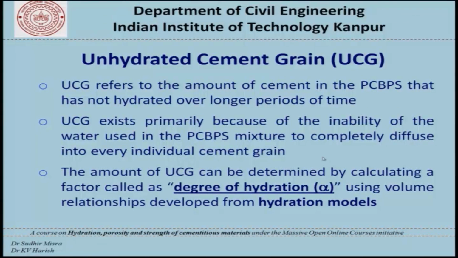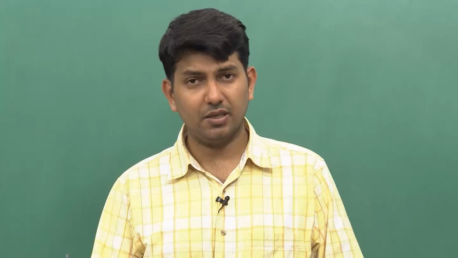water can only diffuse into concrete and cannot freely enter concrete. So, in such cases the diffusion happens over a longer period of time, and in such a case the cement grains may not be fully hydrated. The amount of unhydrated cement grain can be determined by calculating a factor called degree of hydration, a very important factor which is used in cement hydration process, denoted by alpha, and it is obtained using volumetric relationships developed from hydration models.